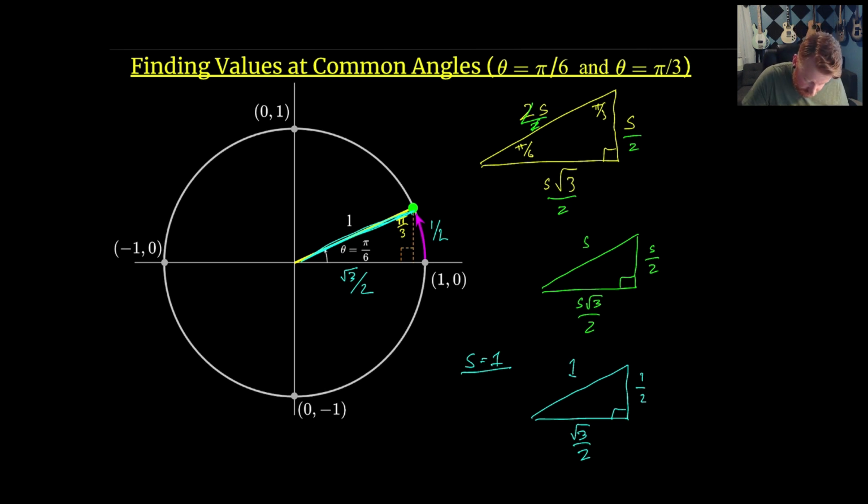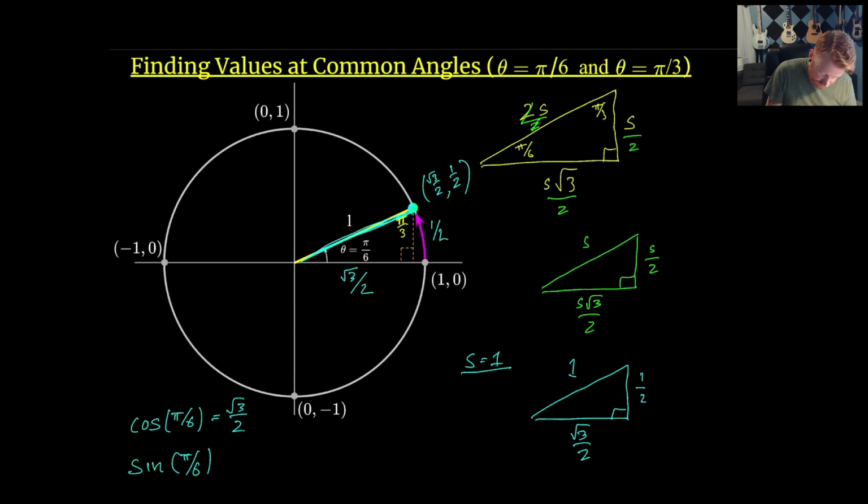So that tells me that this point, if I wanted to write this all in super explicitly, is square root of 3 over 2, 1/2. That is this point right here, or I could write explicitly somewhere else that the cosine of pi over 6 is equal to the square root of 3 over 2, and the sine of pi over 6 is equal to 1/2.